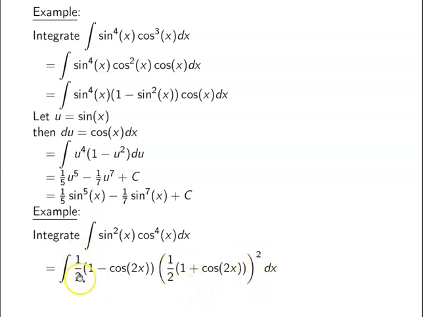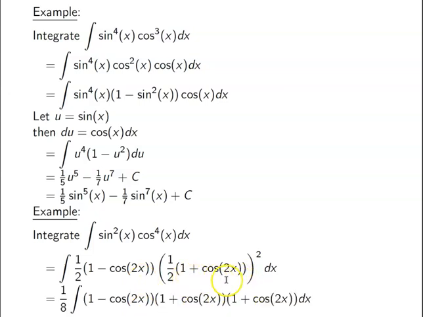From here, let's go ahead and pull out these constant terms. I have a 1/2, and then this is a 1/4 because it's squared. So 1/2 times 1/4 is 1/8. Then I have 1 minus cosine of 2x, and then two of these. I don't have to actually expand this right now. You'll see we can actually do something nicer than that. But yeah, I have 1 plus cosine of 2x, 1 plus cosine of 2x, 1 minus cosine of 2x. So I just wrote this twice. I can expand the whole thing if I want to, which I'll probably end up doing.